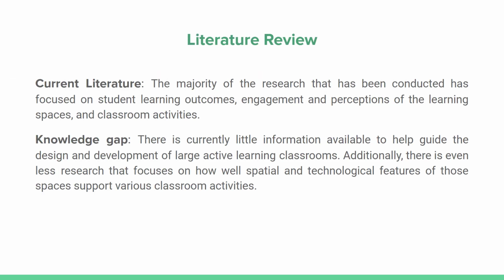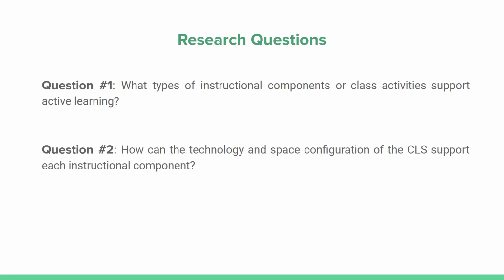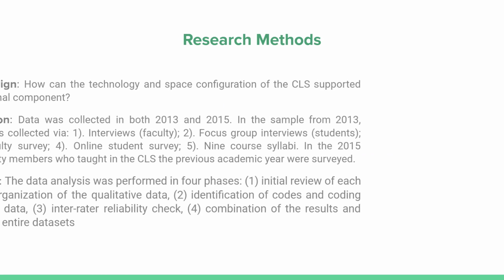Most of the research, again, focuses on learning outcomes and engagement. There is a gap, right, because we do not, again, have a lot of detail as instructional designers going forward. How do we incorporate these things effectively into a classroom? So questions that were analyzed in this study: what types of instructional components or class activities actually support active learning, and how can technology and space be used to support each of these components?